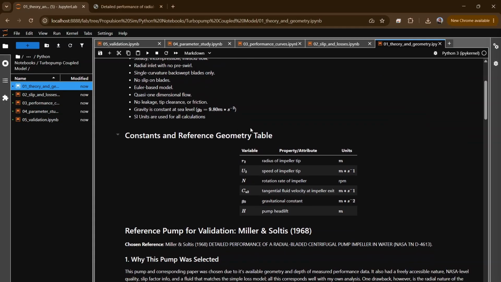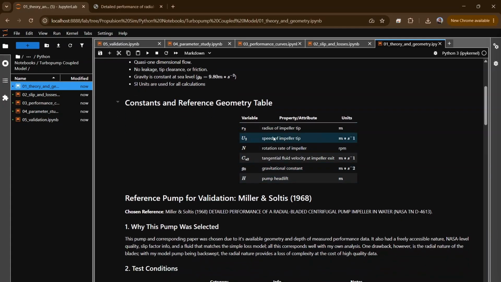Past that, we have the constants and the reference geometry table. It's showing the constants that we use. It's effectively defining them. So we have pump head lift, we have the gravitational constant, we have the speed of the impeller tip, we have the radius of the impeller tip, we have the tangential velocity at the impeller exit, and it gives all the units as well.